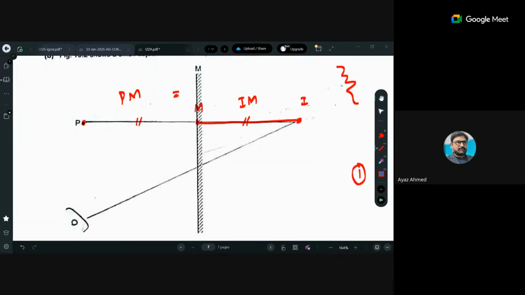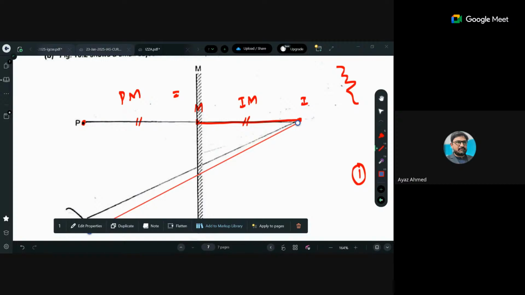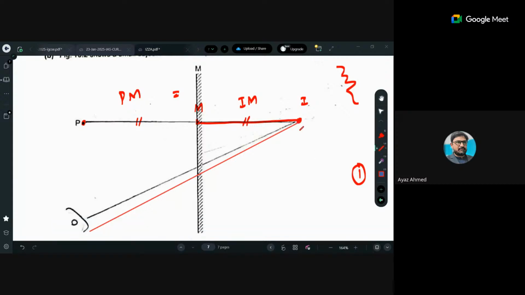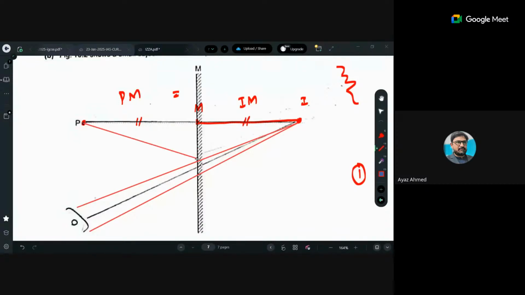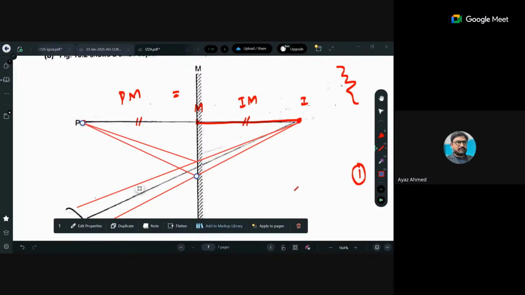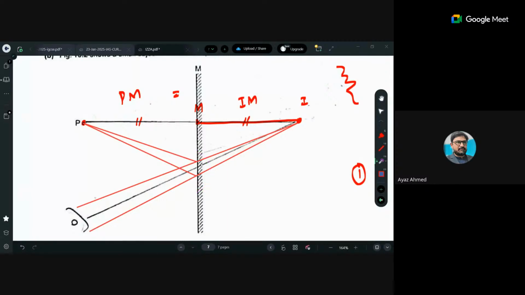Secondly, you have to draw two lines. One to the observer's eye, maybe here, according to your diagram. And secondly, the second one should be over here. These are the two rays, and then these two rays would be joined back to the object point P in this way. So this would be the entire image. If you have done this completely, then you will score 3 marks.